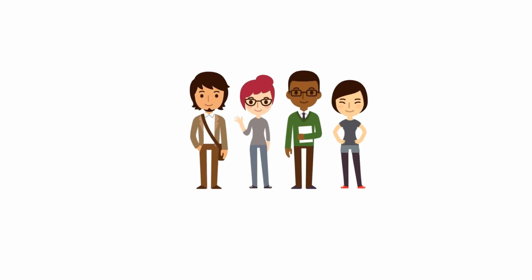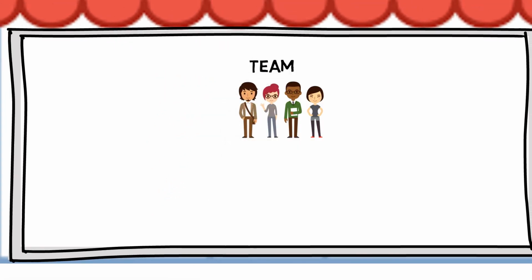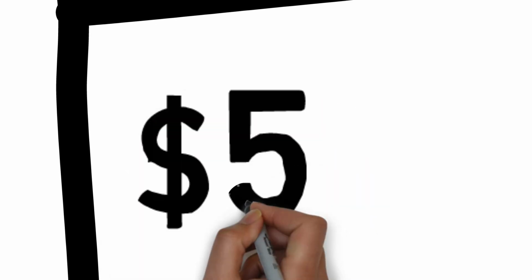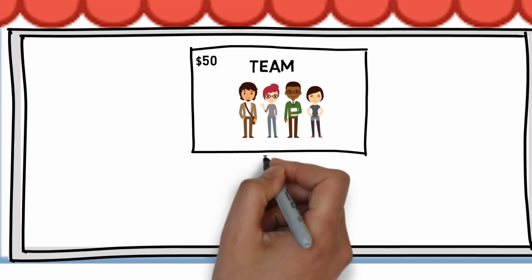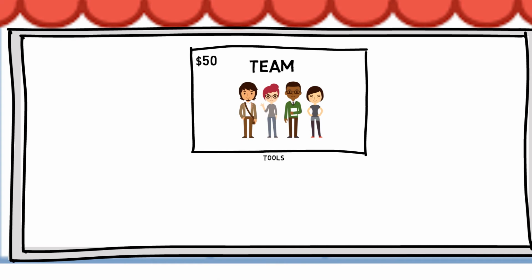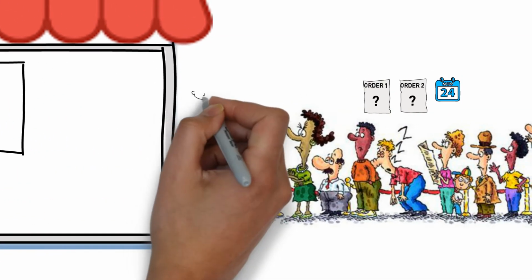Looking at the estimated capacity a 4-person team can provide, we feel a 4-person team is good for our sandwich shop at the fixed price of $50. We need to also ensure the team has all of the required tools to fulfill any order. Now, how do we intake orders based on the capacity?